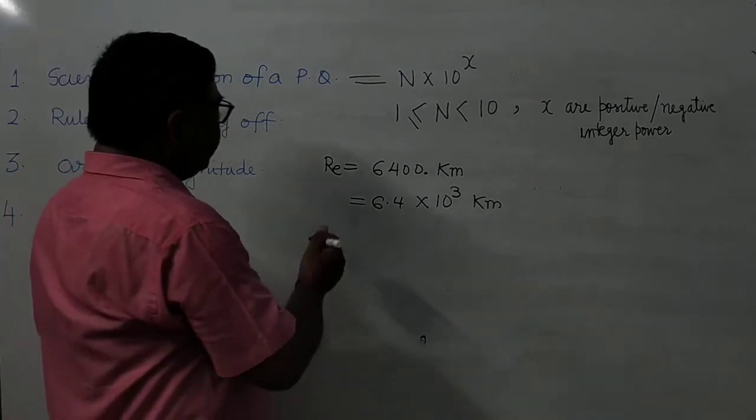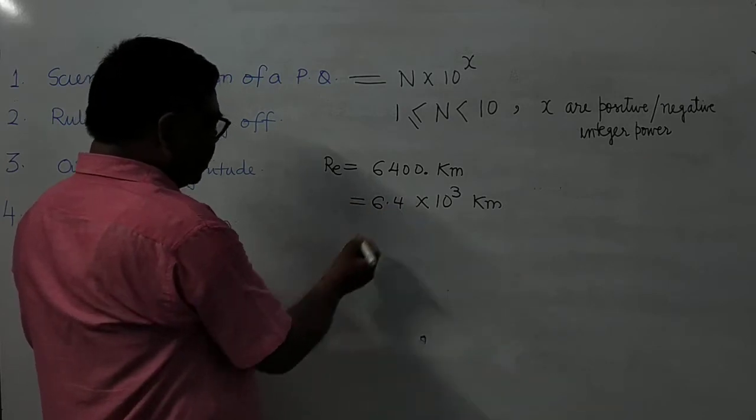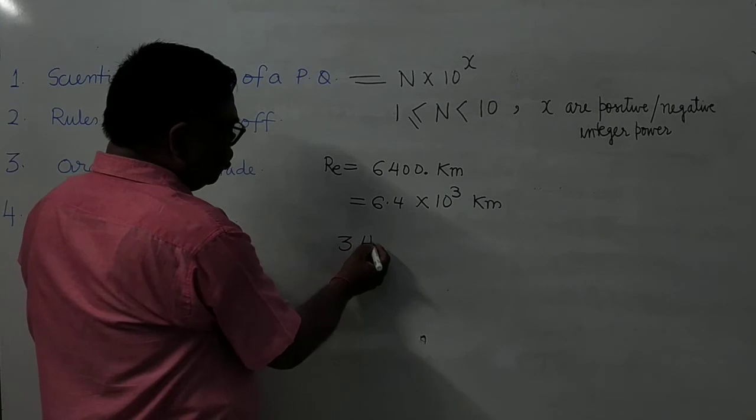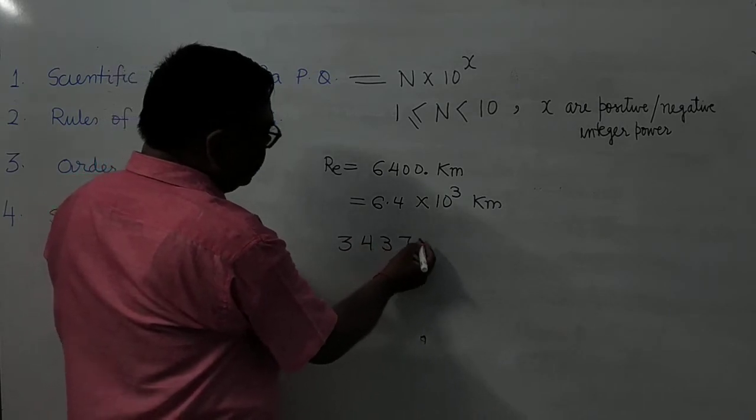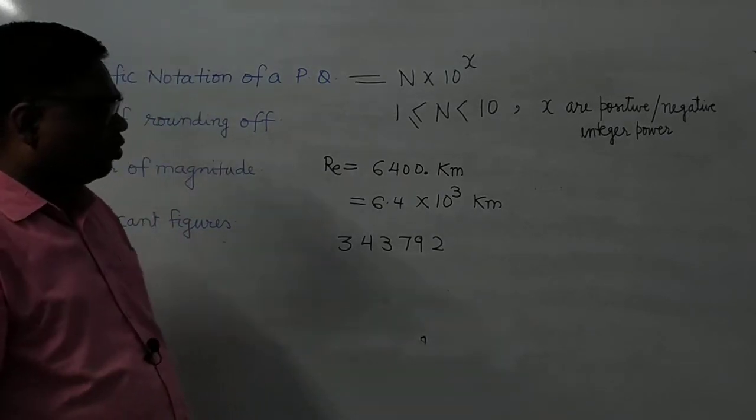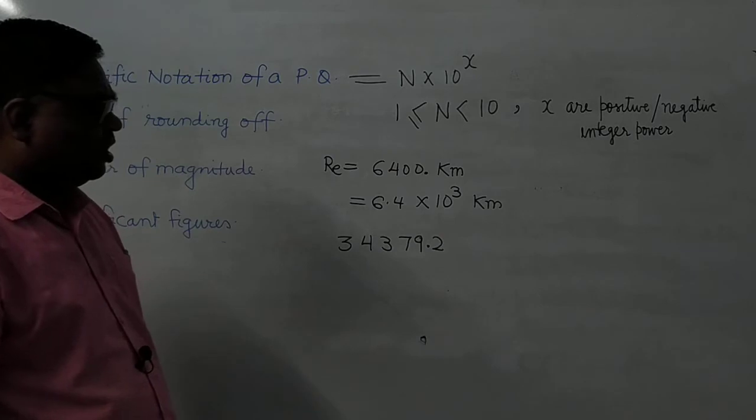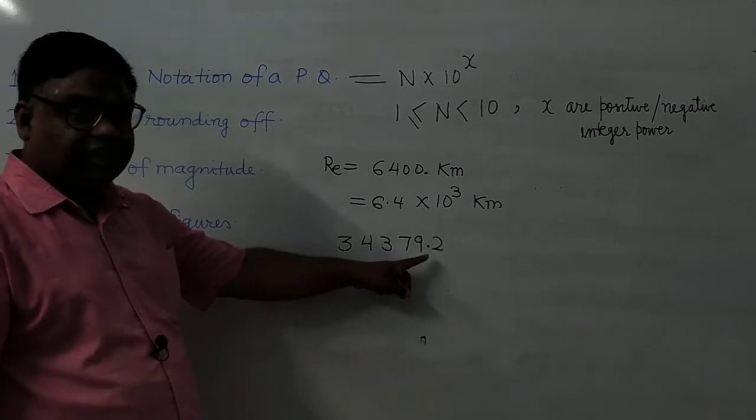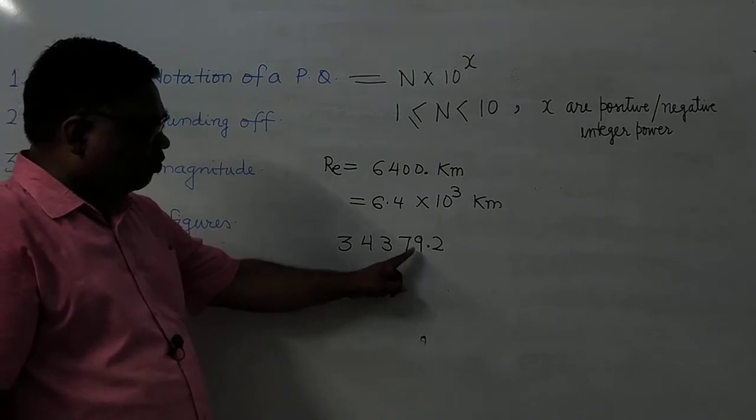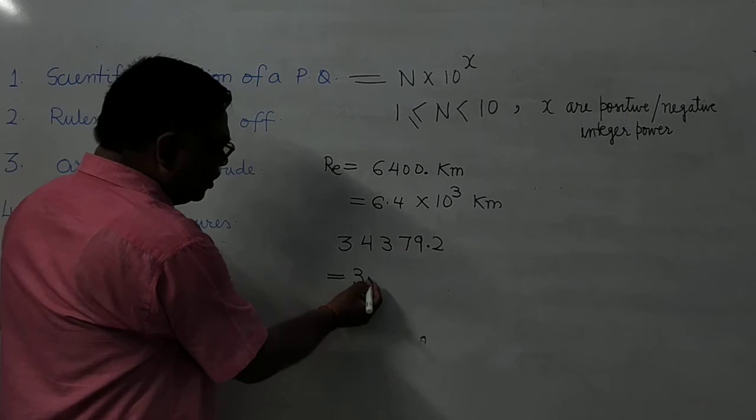Now for example, if you take any general number, I am writing some general number. This is 3, 4, 3, 7, 9, 2. This you have to write in scientific notation. So suppose the decimal point is here. Now you have to shift the decimal point from here to here. How many places? 1, 2, 3, 4. You will shift 4 places.